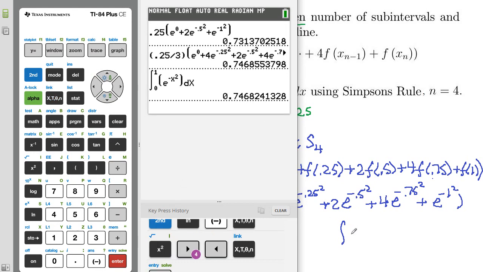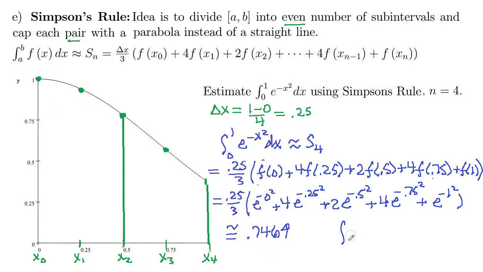0.74682. So our exact value here, the integral of e to the negative x squared dx, was 0.74682 to 5 decimal places. We can see this was 0.7469, so it's only off by 1 in the 4th decimal place. There are some more decimal places here. But we can see that even with only 4 subintervals, Simpson's is actually very accurate.